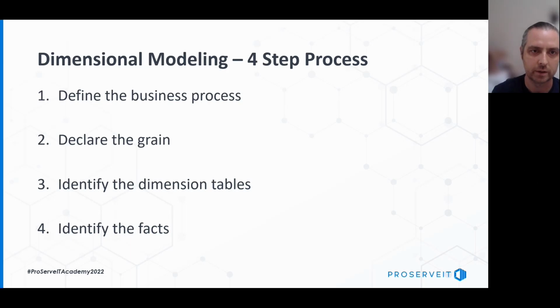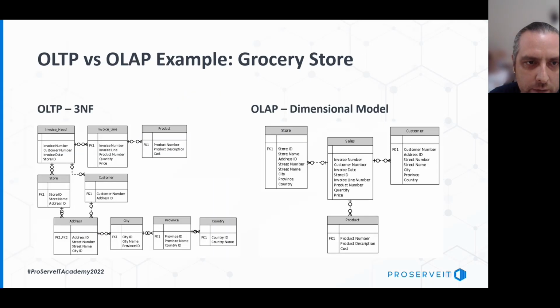Then we're going to declare the grain. This means the granularity at which we want to show our data. So if we go back to here, we could look at this granularity at 2 different levels. We could look at it at the invoice, the total invoice, so just the invoice header, or we could look at the line items, the individual line items.